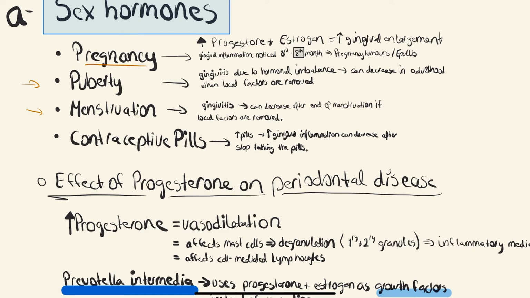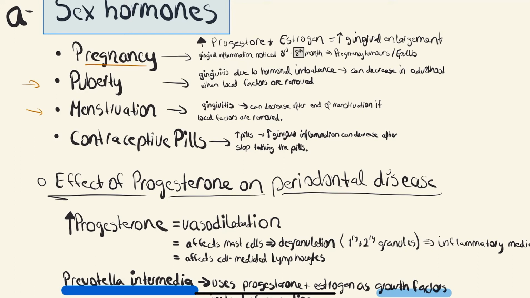Pregnancy. In pregnancy, we have increased progesterone and estrogen. This leads to increased gingival enlargement. Gingival inflammation is noticed between the 3rd and 8th month, and its peak is in the 8th month. This inflammation is called pregnancy tumors or epulis, and it is removed after the woman gives birth to her baby.